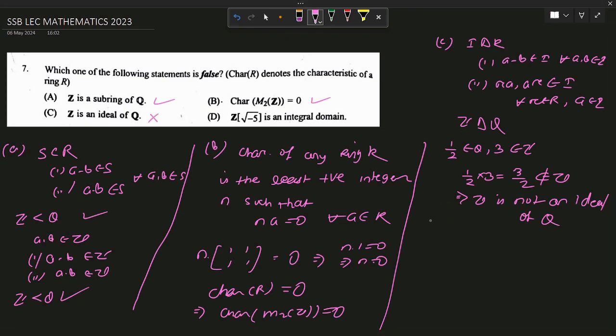So now come to option D. Option D says Z[root minus 5] is an integral domain. Okay, so remember one thing: Z and Z[root minus d], where d is any natural number, that is 1, 2, 3 and so on, form an integral domain. So option D is true here. Okay, so only option C is false, so option C is the answer.